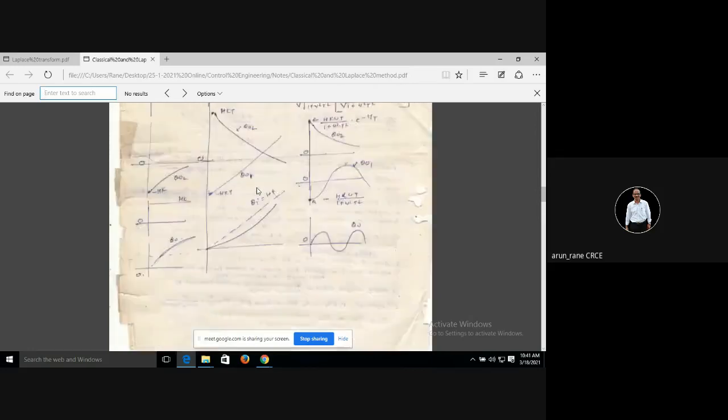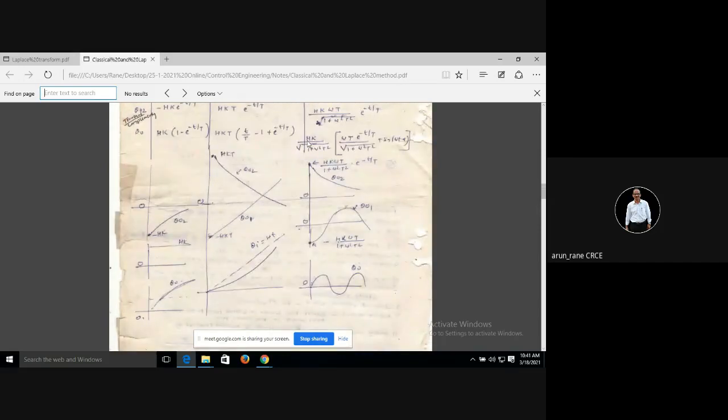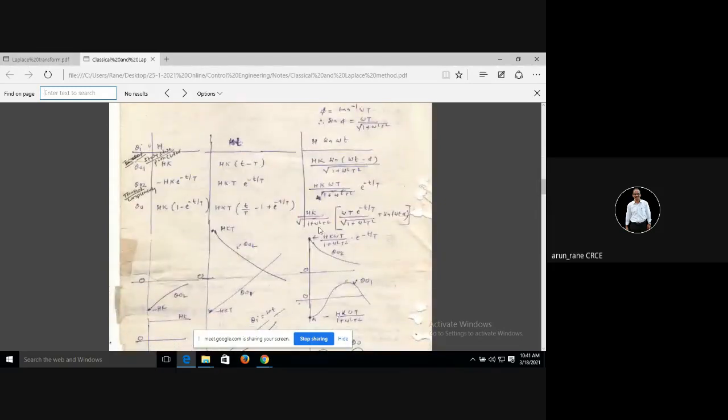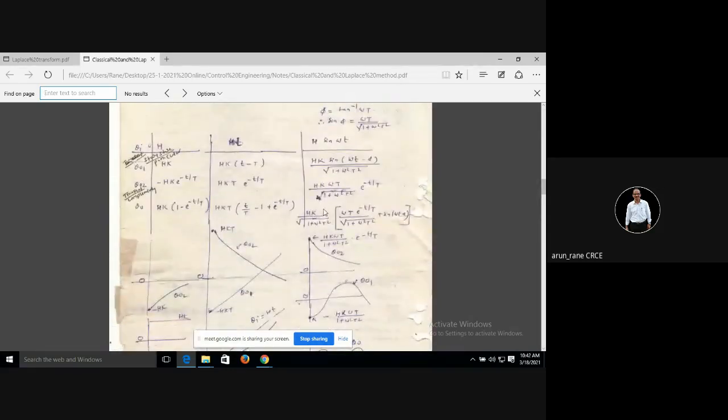So now you have various values which you have to substitute in this. What is the value of h? 1. What is the value of k? That is 3. Then what is the value of omega? Here it is sine of omega t, so the value of omega is 2. What is the value of capital T? It is again 2. So these values you have to substitute in this equation.